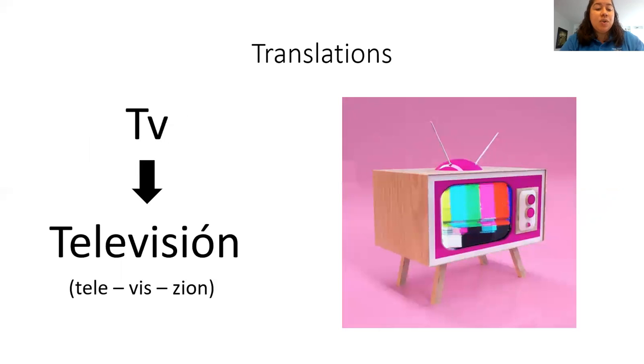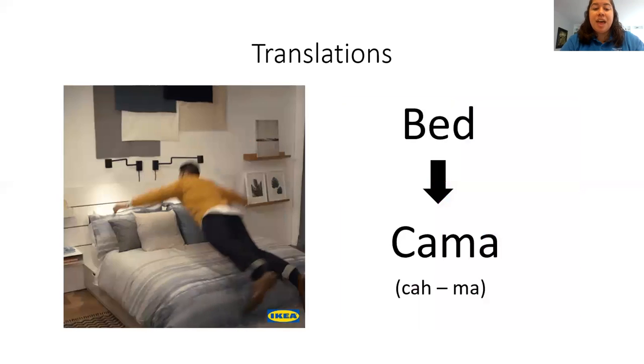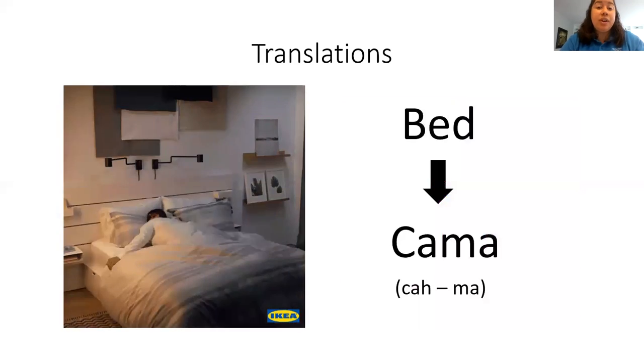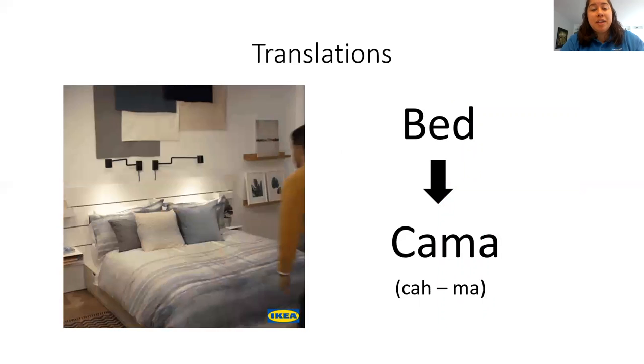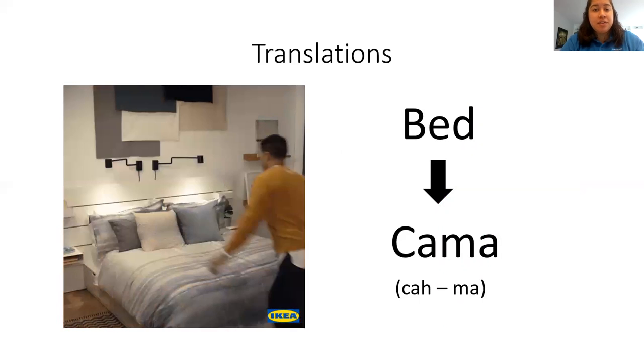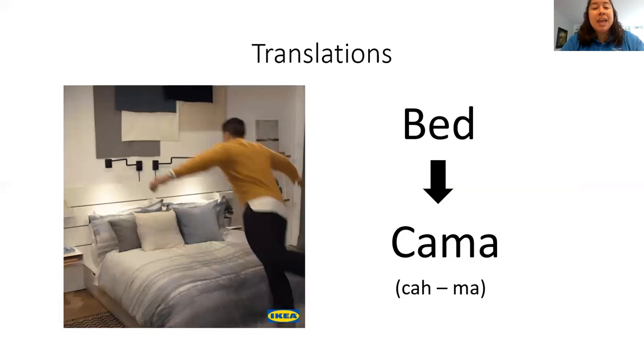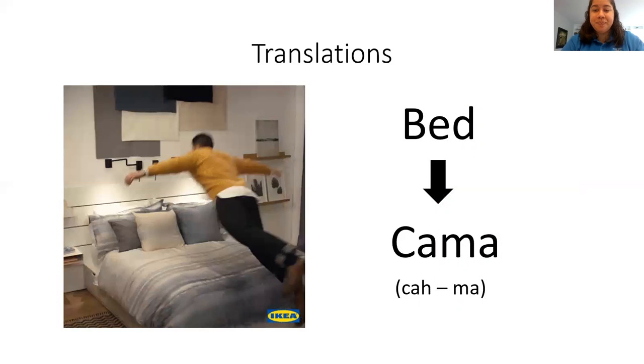Next is TV or televisión. So it looks a lot like television, but you just say it a little differently. Televisión. After that, we have bed. A very important part of any household, if you ask me. Bed in Spanish is cama. Very short, sweet word, cama is bed.